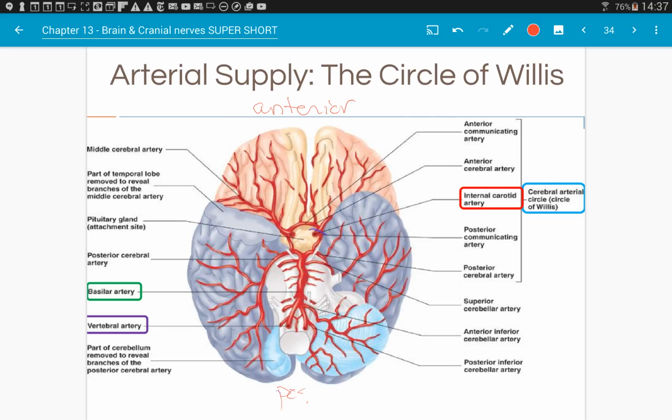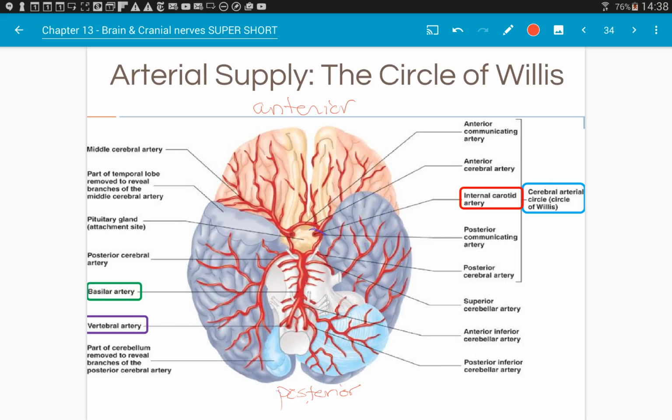Okay, so this is posterior. So first of all, let's find those arteries that we just mentioned. So first, we said internal carotids. So you can feel your carotids. They become internal when they go up inside. Okay, so we call them external carotids, and then up higher, they're internal.